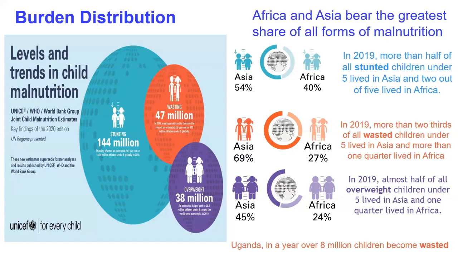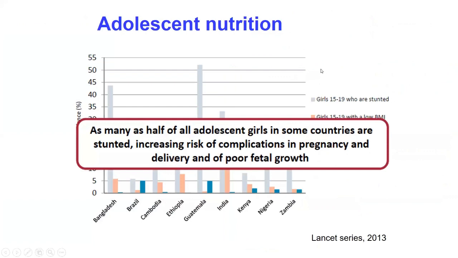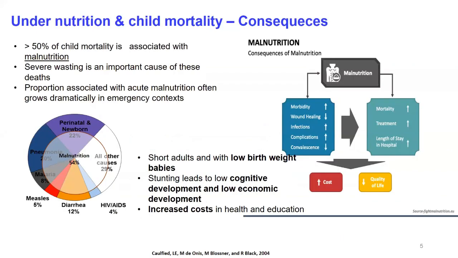And in Uganda, from the cumulative numbers from say January to December, over 8 million children become wasted. And this has important implications. And undernutrition is not only for the under 5 or the children, but even the adolescent age group. So as many as half of all adolescent girls in some countries are stunted, and this has important implications during pregnancy and the time of delivery in terms of poor fetal outcomes. And then this ends up being a vicious cycle in terms of human development or in terms of prevention.